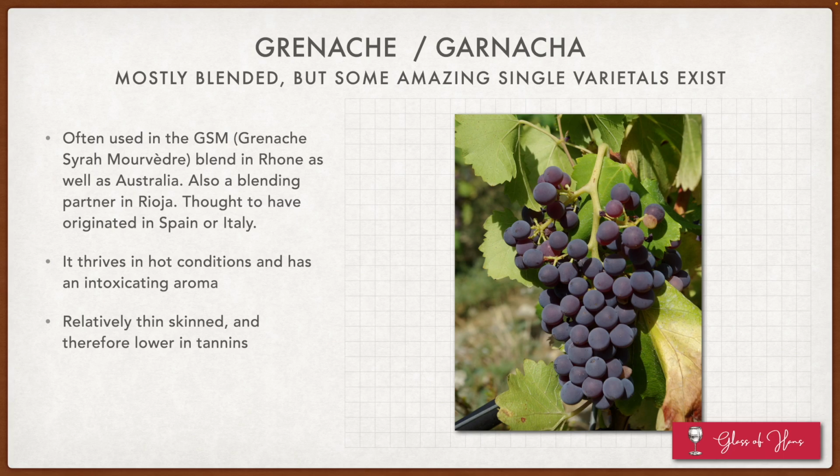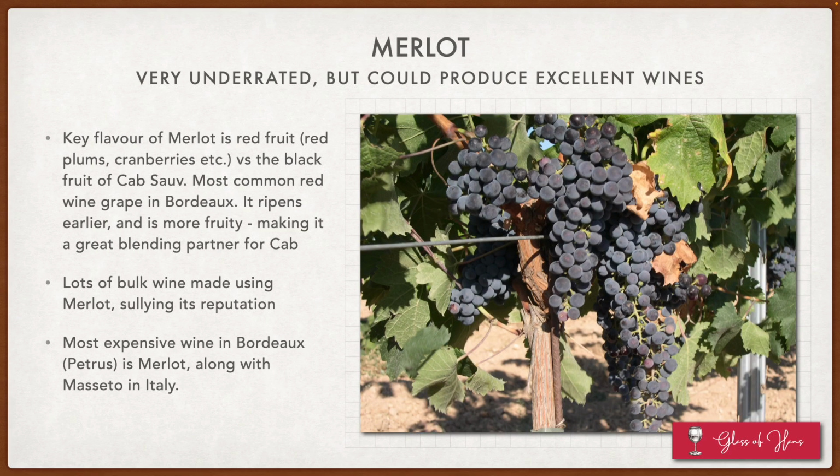And it's just got a beautiful aroma. You can tell that I am very partial to Grenache. It's pretty thin-skinned, therefore, even though Grenache is grown in hot climates, it doesn't produce very heavily colored or very deep-colored wines. That's because it's thin-skinned and therefore lower in tannins as well.